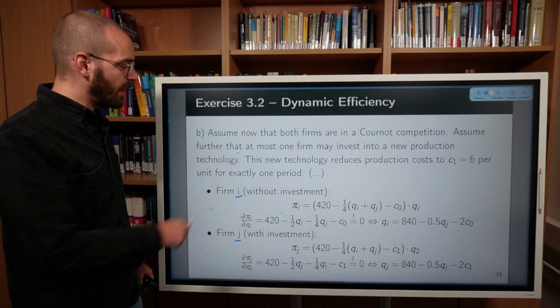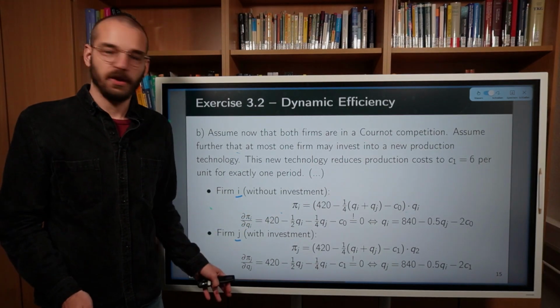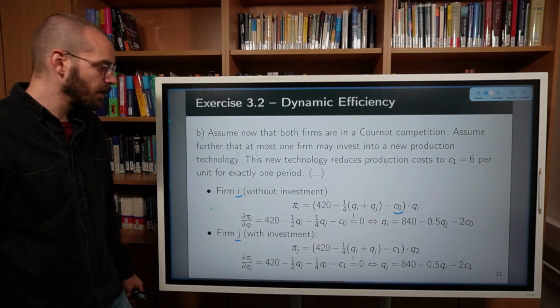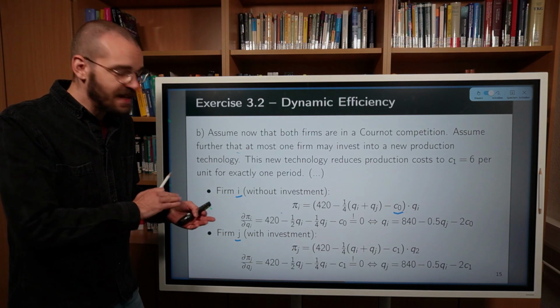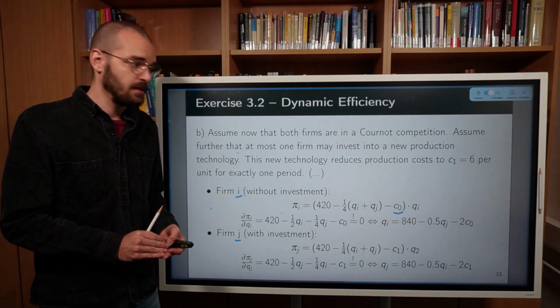So for firm i, the profit function of course does not change at all, because firm i is still faced with the same marginal costs C0 and it's still the exact same profit maximization problem which we already discussed in the benchmark situation.